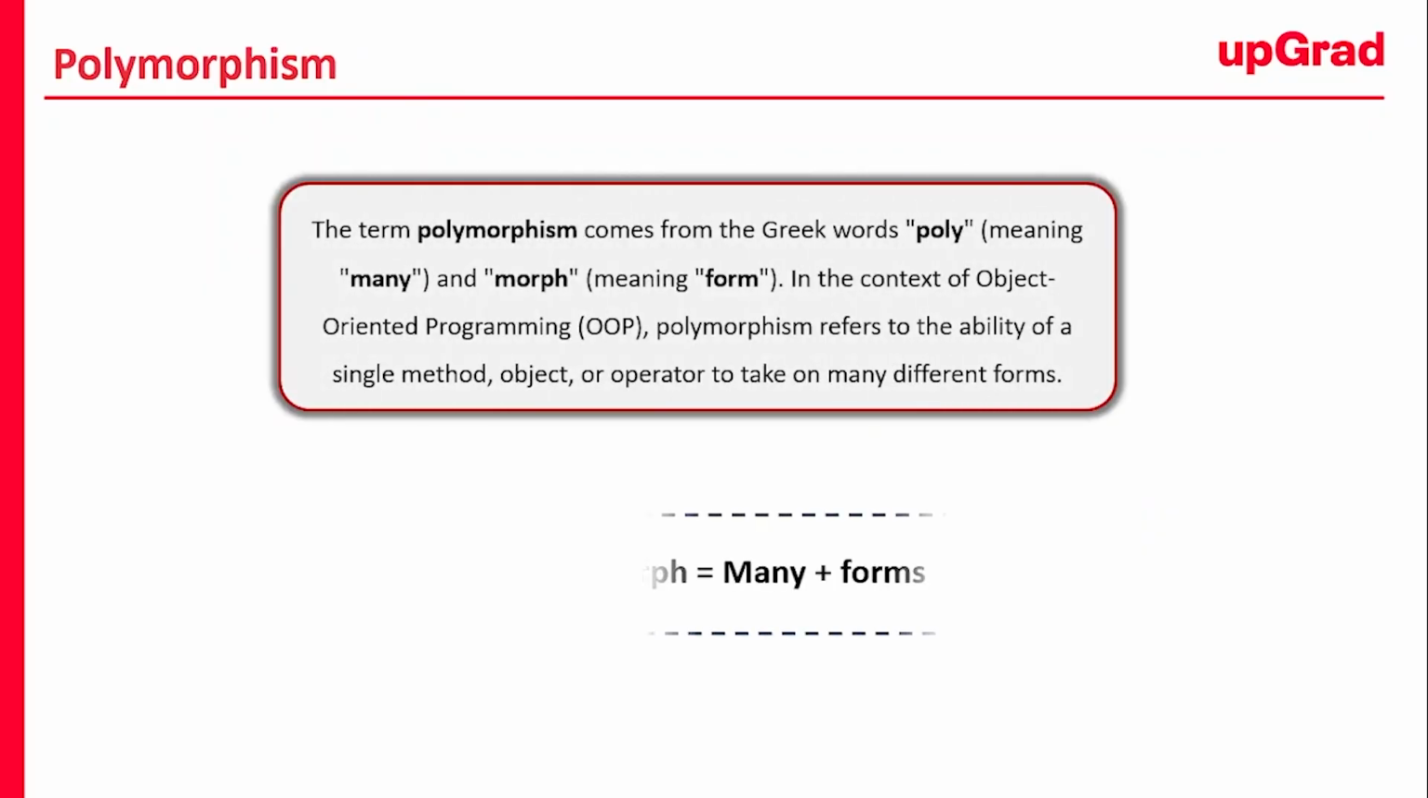All right, so polymorphism. The term polymorphism comes from the Greek words poly, which means many, and morph, which means form. So in the context of object oriented programming, polymorphism refers to the ability of a single method or object, or you can say operator, to take many different forms, right? So in Java, polymorphism allows objects of different classes to be treated as objects of a common superclass. It allows a single interface or method to be used for different underlying forms.